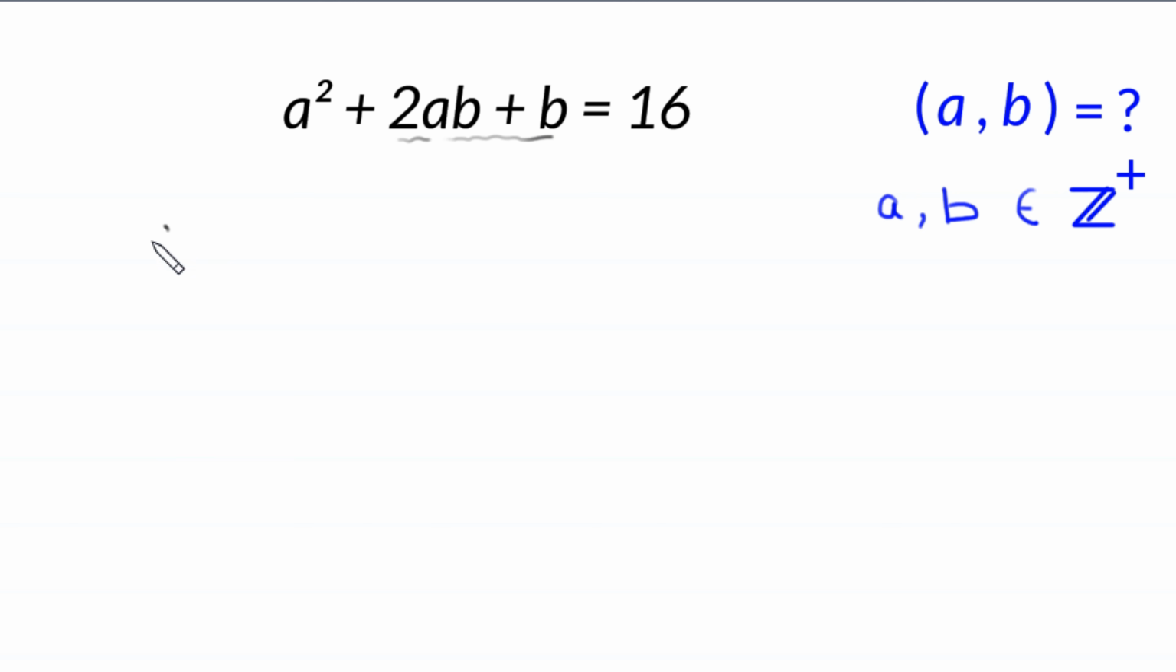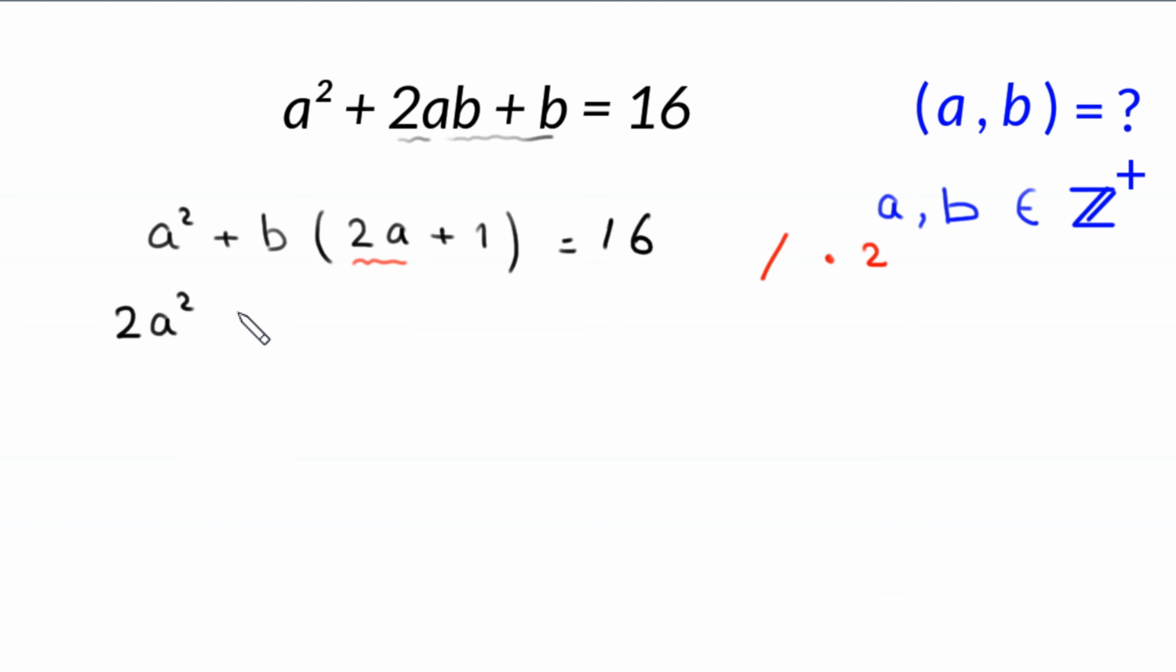So this will become a squared plus b as common factor, in brackets 2 times a plus 1, equal to 16. Now because inside the parenthesis we have 2 times a, to make this a squared into 2a squared, we multiply the whole equation by 2. So this will become 2a squared plus 2 times b times (2a plus 1) equal to 16 times 2, which is 32.